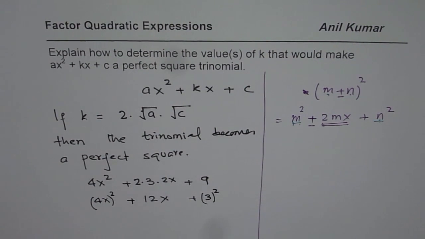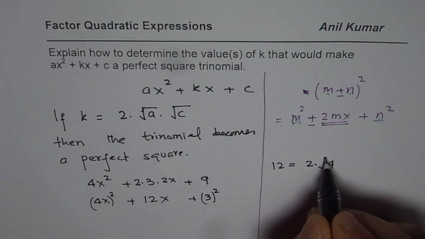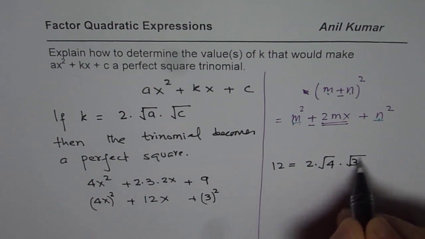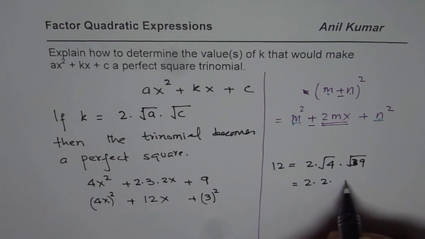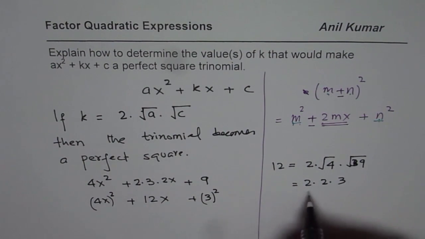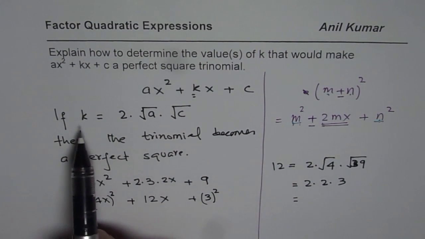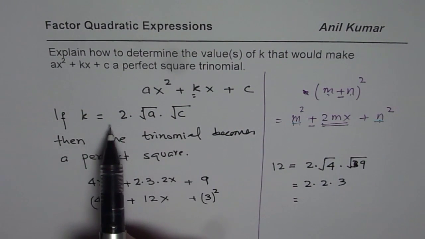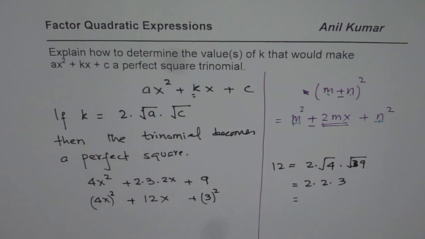You get the idea. So that is how you can explain. You can see here 12 is equal to 2 times the square root of 4 times the square root of 9. That is how you get your number k, the coefficient of x. Only when the coefficient of x, k, is equal to 2 times the square root of a and the square root of c, then the trinomial is a perfect square. Thank you.